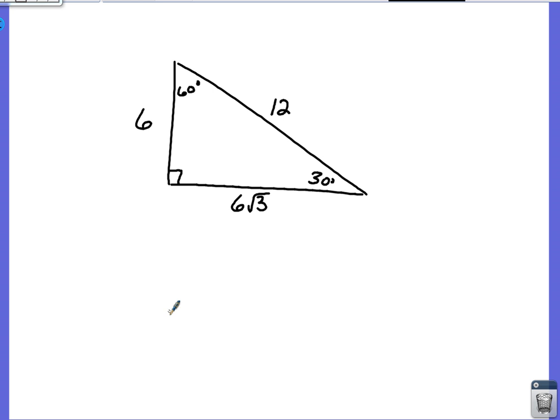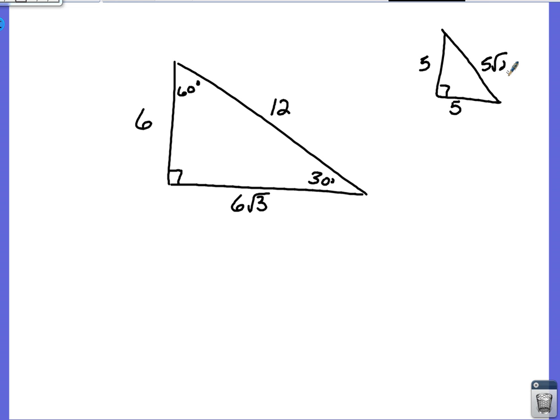In a 45, 45, 90, 5, 5, 5 root 2. In a 45, 45, 90, that's when you multiply by root 2. How do I remember that? What's true about 45, 45, 90s? They're what kind of triangles? Isosceles, so how many of the legs are equal? 2. That's how I remember it. 2 legs are the same, that's when I multiply by root 2. All 3 legs are different, that's where I multiply by root 3.